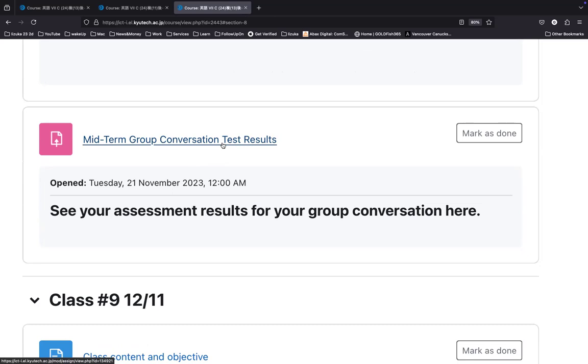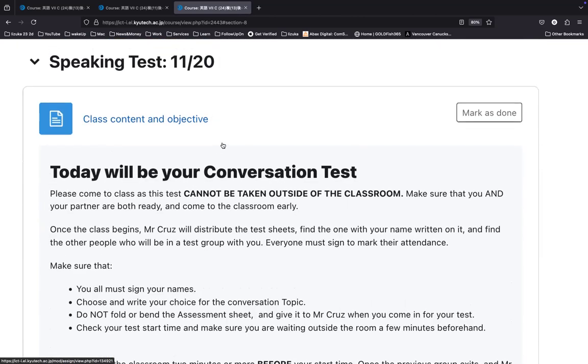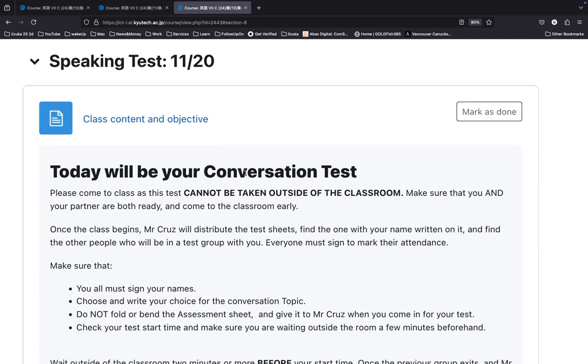General advice, though, is to remember, this is a conversation test. It's a test for your conversation skill. It's not a test of your English skill. English skill, that's what you did last week. When you did the Moodle test, it was a test about your vocabulary, about your listening. This is a conversation test.